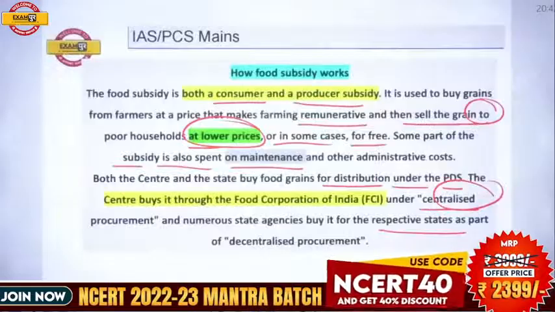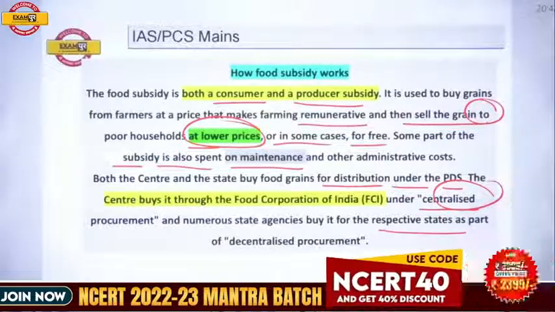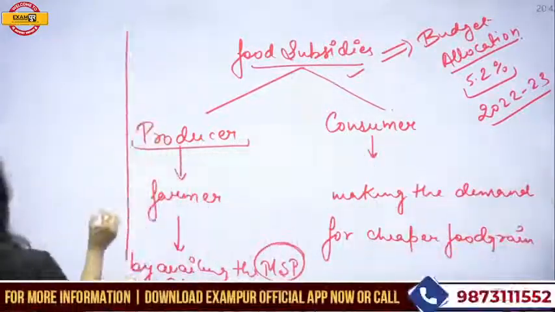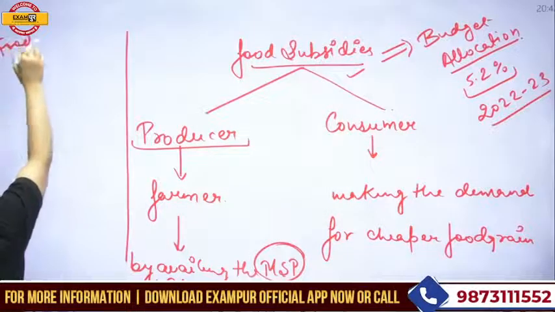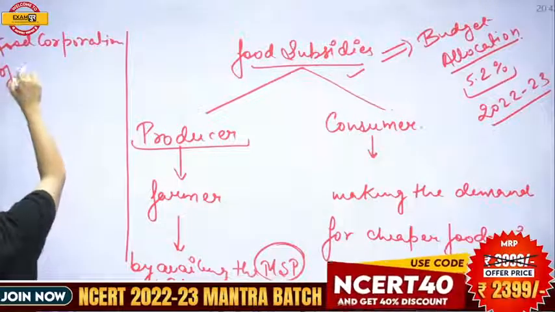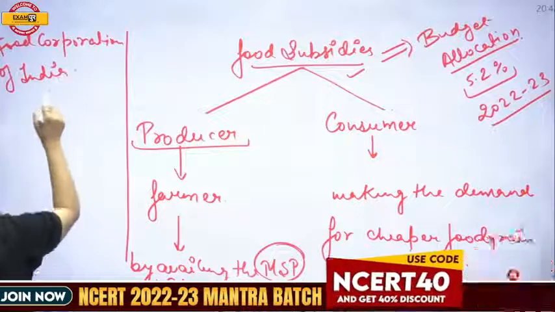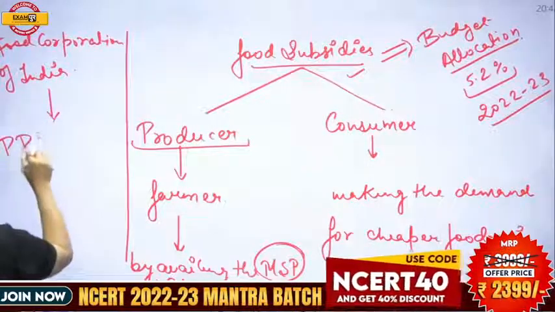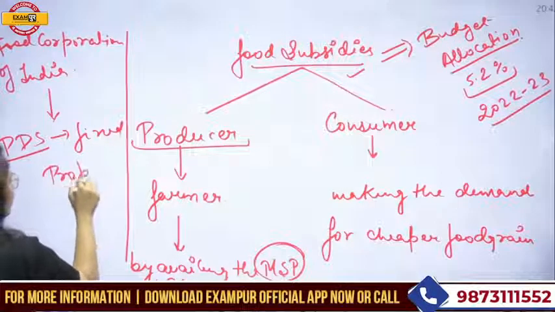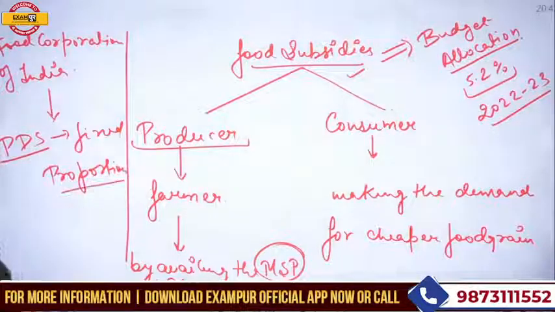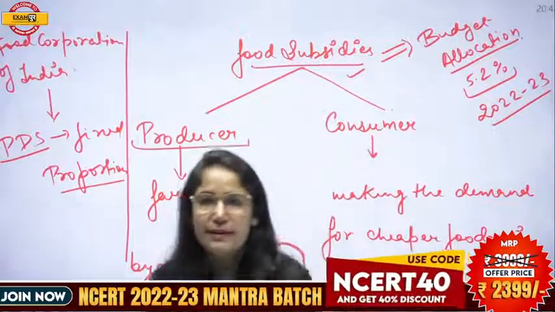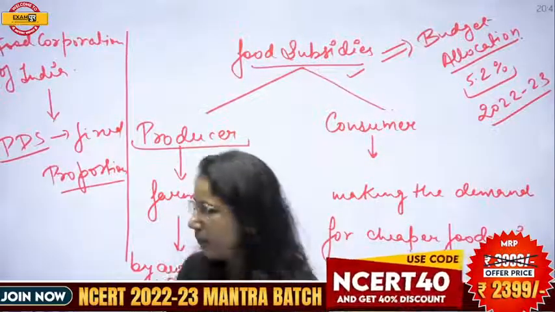So what centralized procurement are we talking about? FCI, the Food Corporation of India, is already in the picture. We have to maintain the PDS in a fixed proportion, just to provide access to the consumer and fulfill the demand for cheaper access.